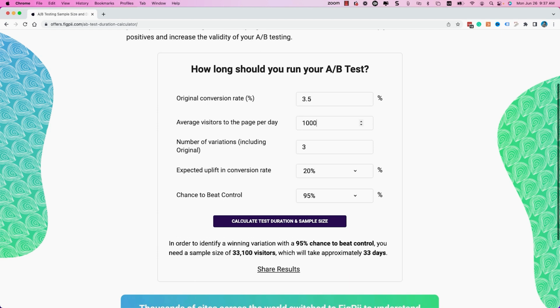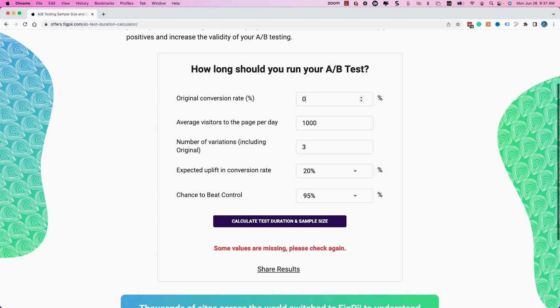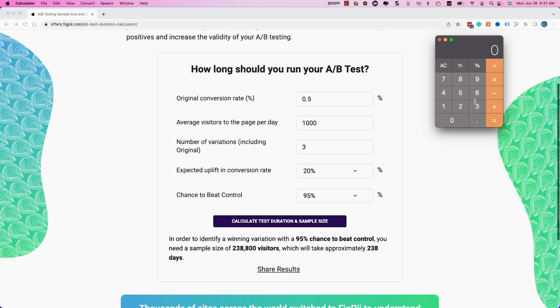So that's 1,000. And let's say that the conversion rate is 0.5%. You think about it, 0.5% at 30,000, that's 150 conversions. And let's pull up our trusty calculator and see how that looks. So 1,000 visitors multiplied by 30, that's 30,000. Multiply that by 0.5 and divide that by 100. So we got 150 conversions.